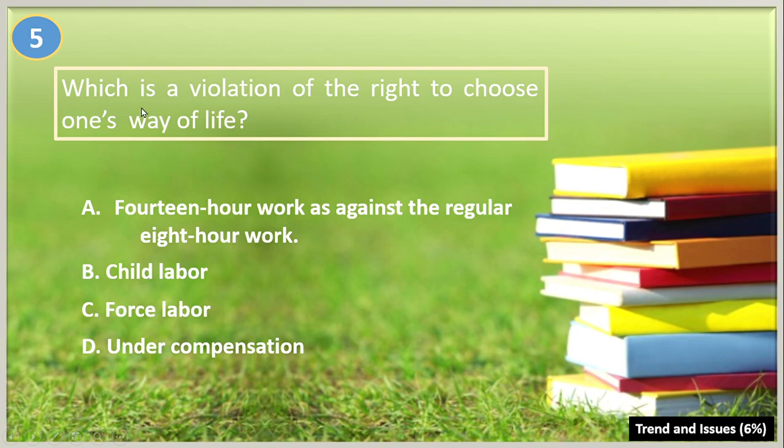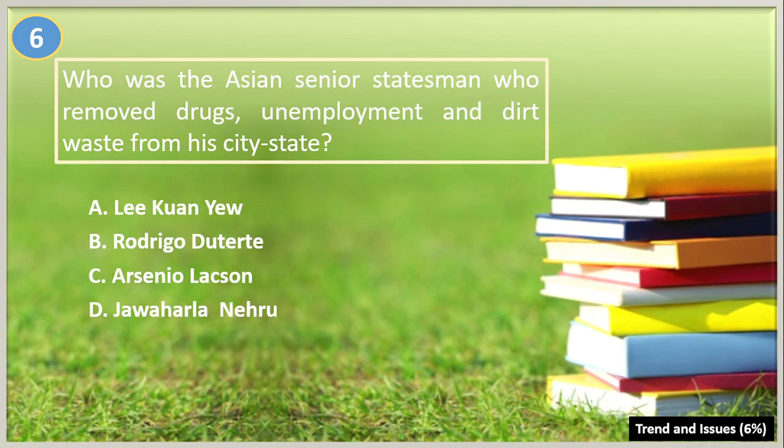Number 5, which is a violation of the right to choose one's way of life? A. 14-hour work as against the regular 8-hour work. B. Child labor. C. Forced labor. D. Undercompensation. The answer is letter C. Forced labor is a violation of the right to choose one's way of life. Forced labor.